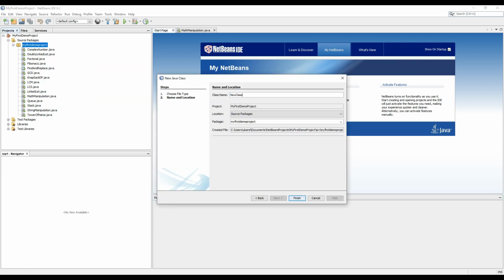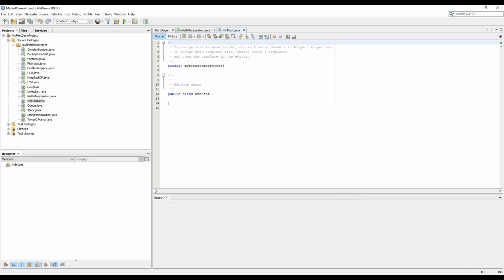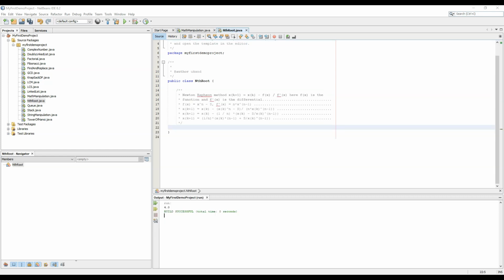So let's name it as nth. So let's finish. Now I will write the Newton-Raphson method or function before you. So I have written the formula for the Newton-Raphson method.